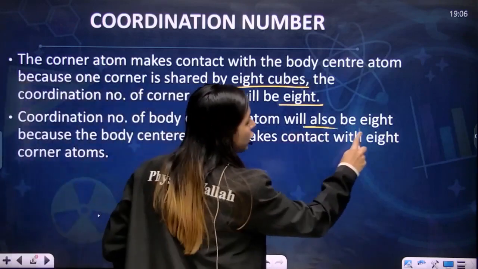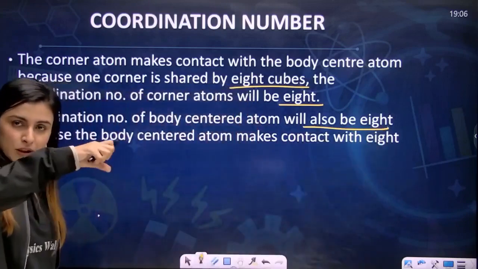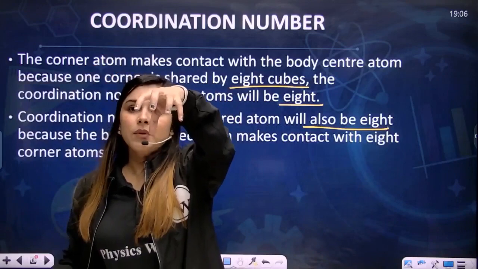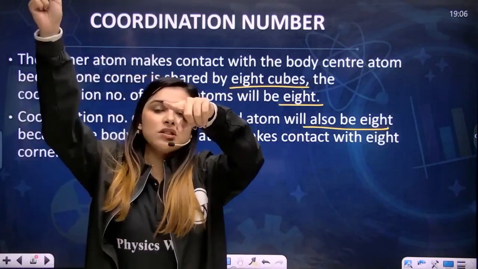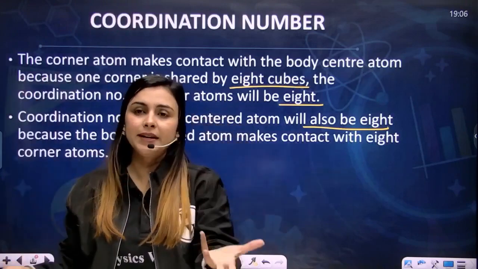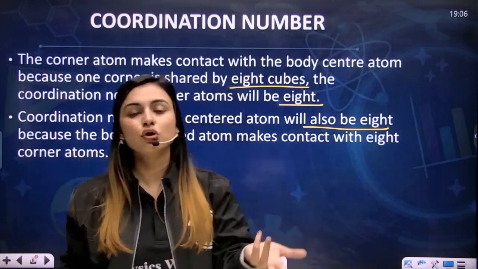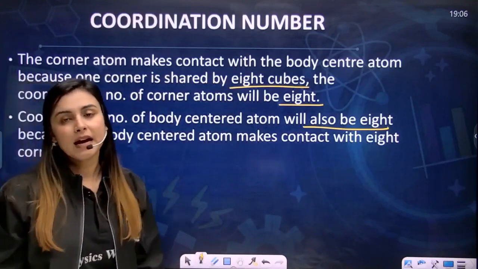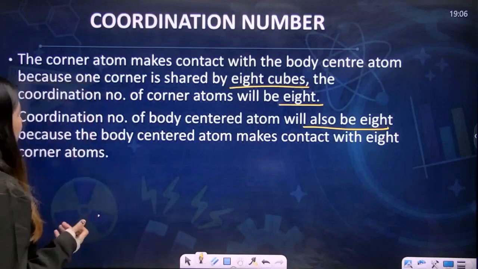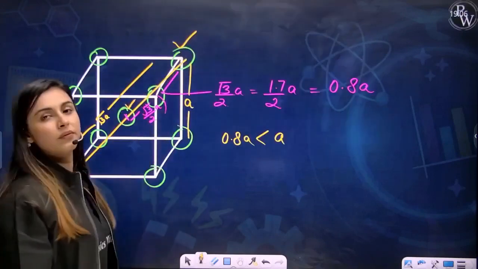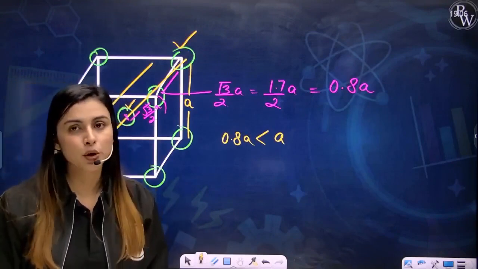If you are asked to calculate the body centered coordination number, what will you say? It will be at a distance of root 3a by 2 to each corner, and how many corners does a cube have? 8. So the coordination number for that would also be 8, because the body centered atom makes contact with 8 corner atoms. So you might be asked the coordination number for this atom or this atom. Both will be equal to 8. I hope you're clear with this.